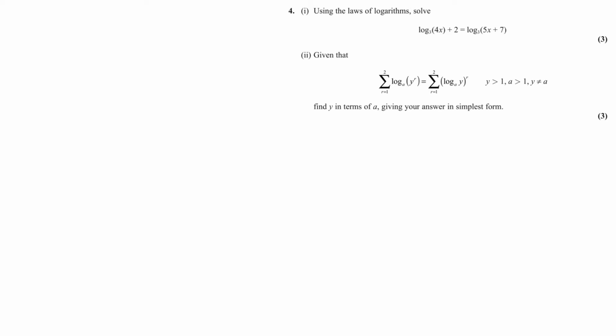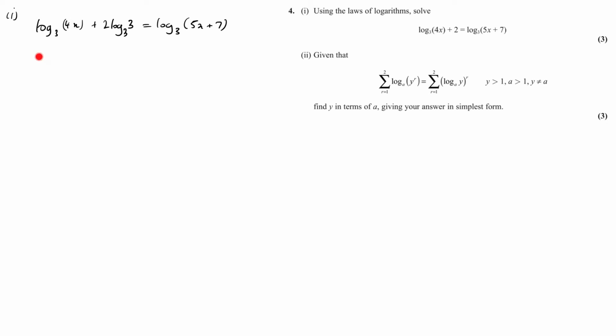Right, let's get started. So, using laws of logs, solve this equation. So we've got part 1, log base 3 of 4x plus 2 equals log base 3 of 5x plus 7. So what I can do here is with this 2, there's a few different ways you could solve this, but I'll go with how I tend to solve it. I would multiply this by log to the base 3 of 3, because this is just 1.